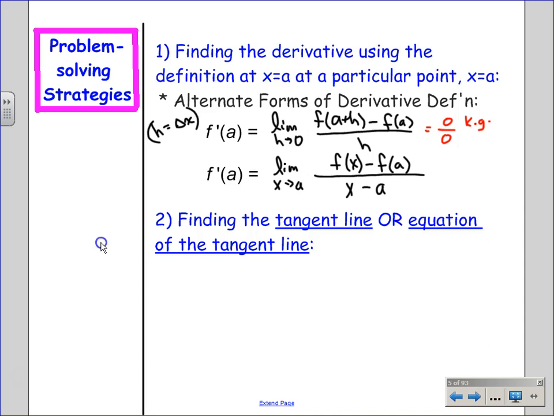And check it. If you plug into this guy, won't it be f of a minus f of a over a minus a? Wouldn't that also be 0 over 0, keep going? So both of them are 0 over 0, keep going. Both of them denote the exact same thing of, hey, we're just taking the derivative and plugging in a.